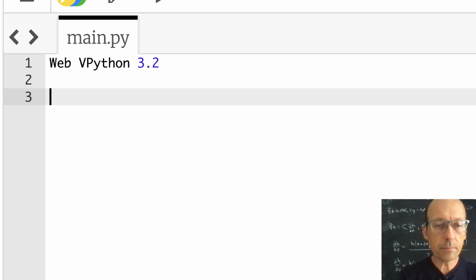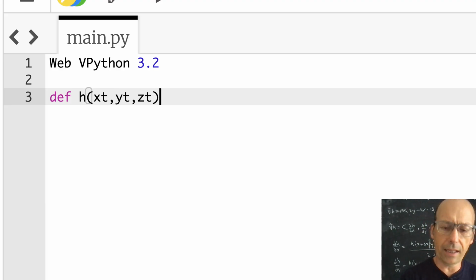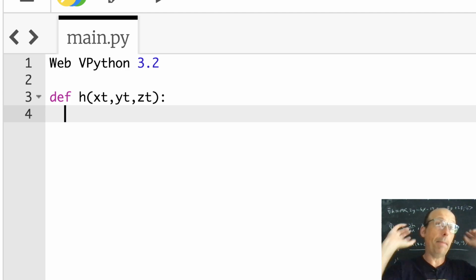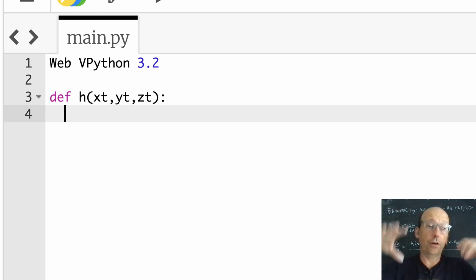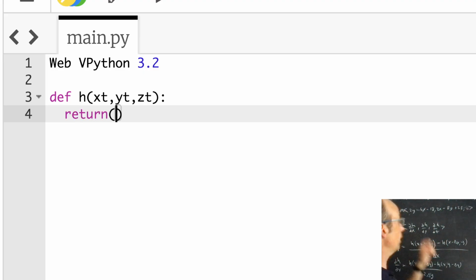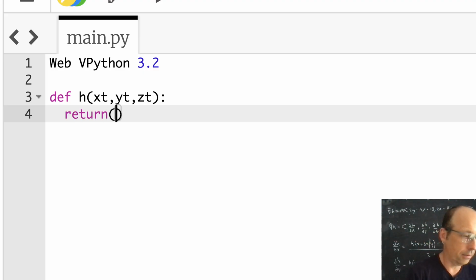Okay. So I'm going to say def h of xt, yt, zt. I like to use the t's there because these are temporary values I'm going to pass to the function, and in the function I'm going to use xt, yt, zt. And then I can return the height. Let's say I'm just going to return it in one fell swoop. Return. Now I just need to type in my equation right here, which I have right here.